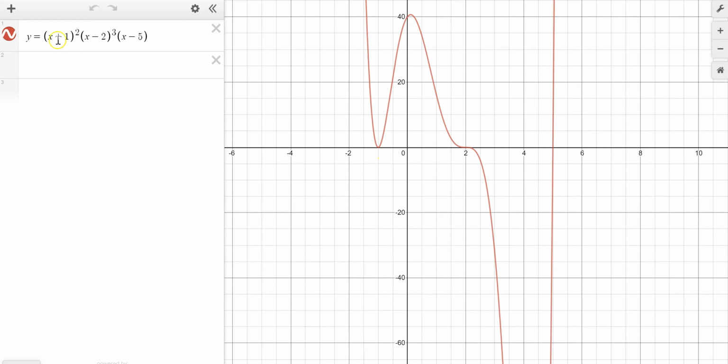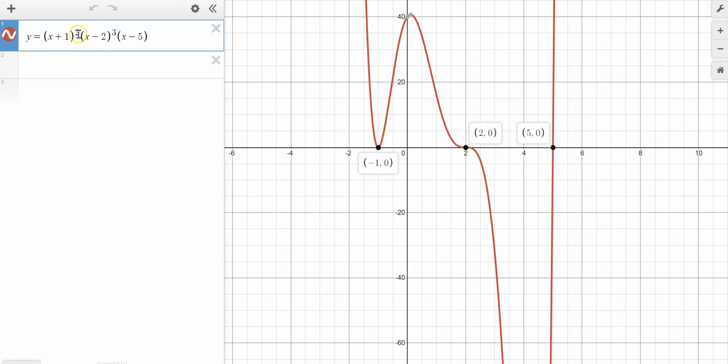So you can see here we have zeros at negative 1, 2, and 5. There's our negative 1, there's our 2, and there's our 5. And you notice at each point it makes these special shapes. If you notice here, it looks like an odd, right? And here it looks like an even. And here it's a straight through. Well, the exponents tell you the shape it makes at that zero.